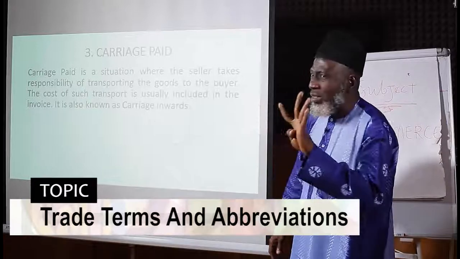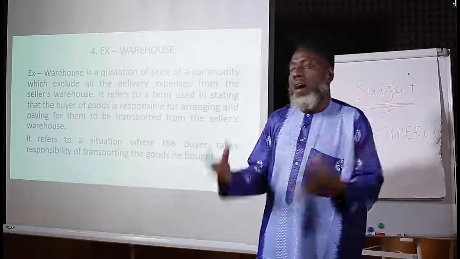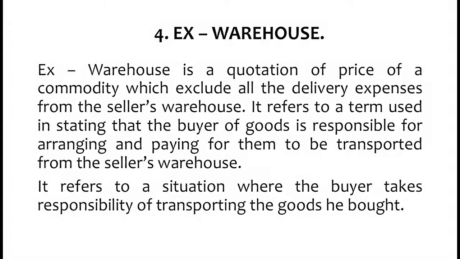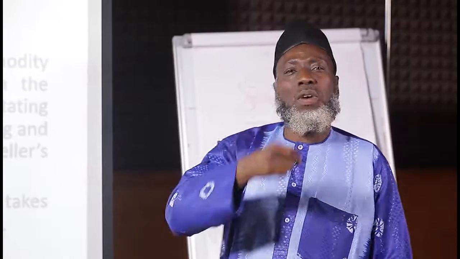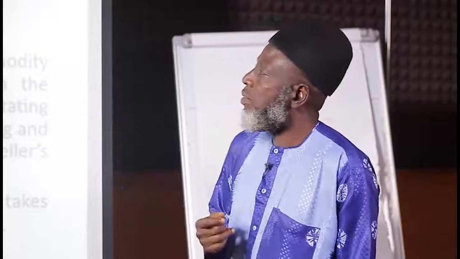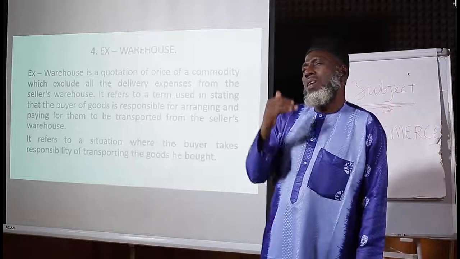Now we go to the fourth term, which is ex warehouse. Ex warehouse. This is a quotation of price of commodity which includes all the delivery expenses from the seller's warehouse. It refers to the term used in stating that the buyer of goods is responsible for arranging and paying for them to be transported from the seller's warehouse. As you can hear or see, for those of you that are watching, we talk about warehouse.